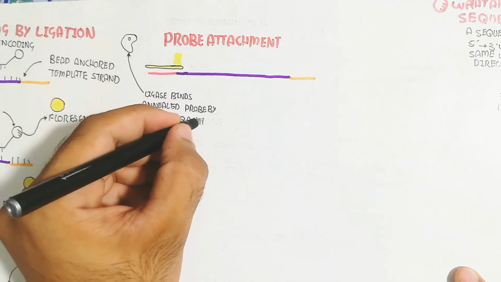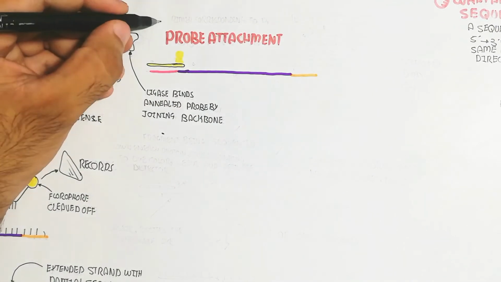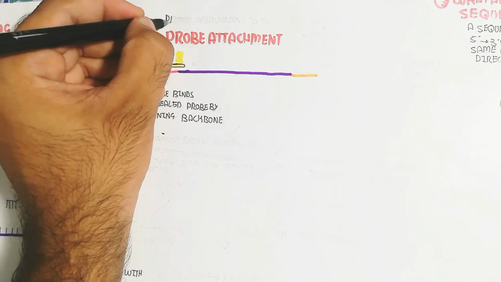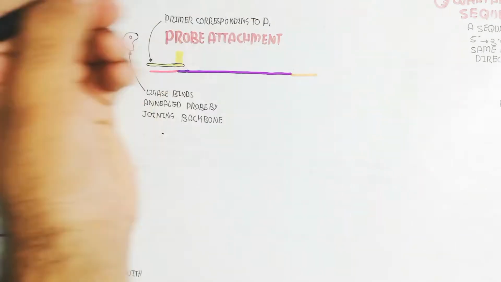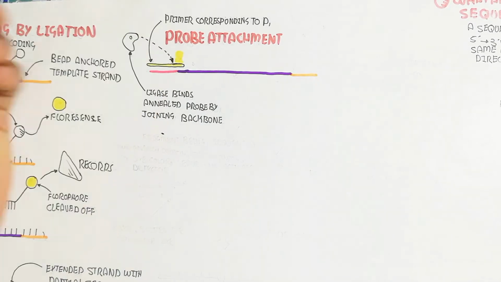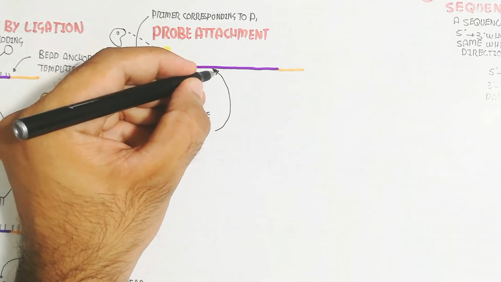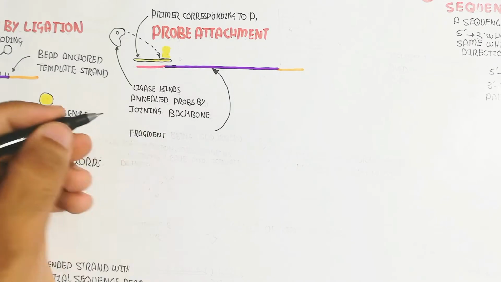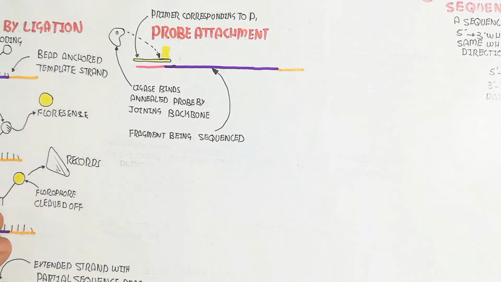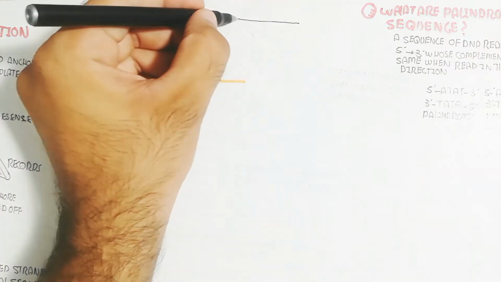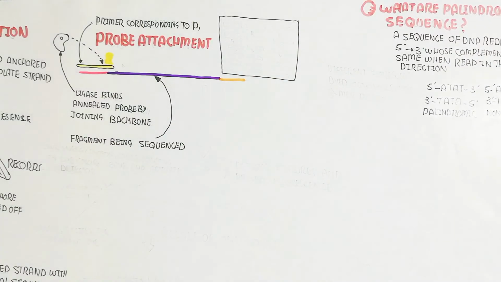So in this way, the ligase binds the annealed probe by joining the backbone. The ligase enzyme is used with the primer corresponding to the P1 site. After this P1 site, suppose it contains a yellow-specific probe, which will produce color after. Let's begin to understand this.